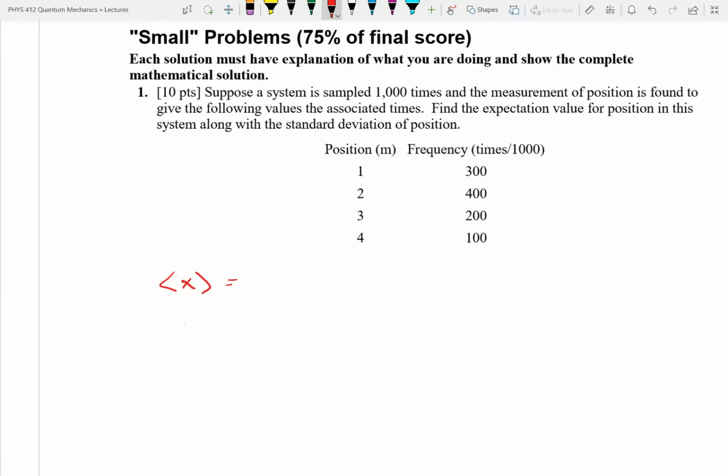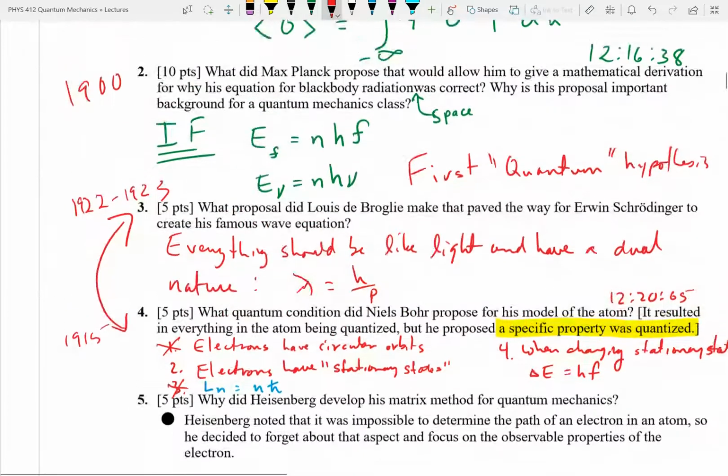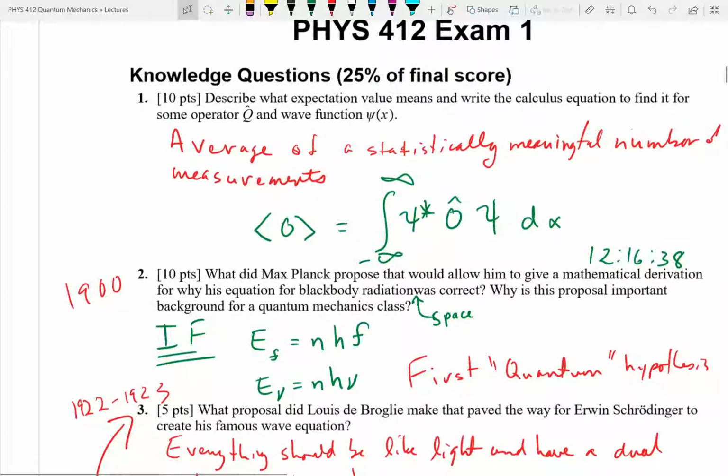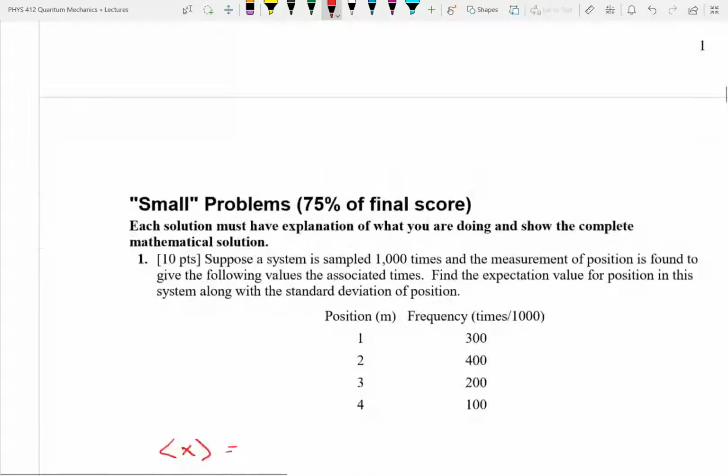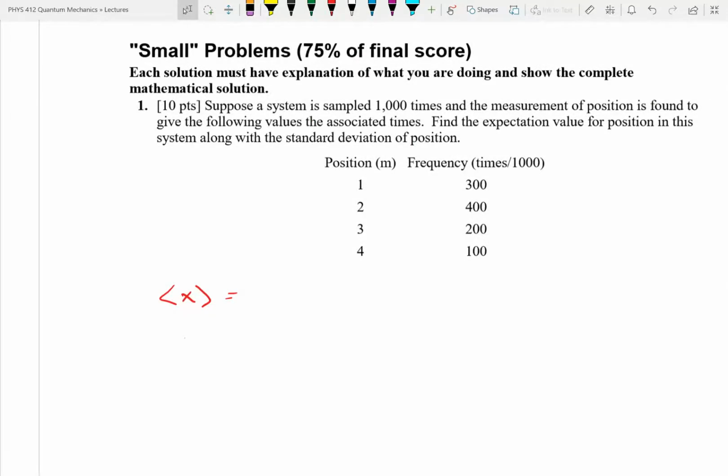How do we calculate the expectation value? Wasn't it position times frequency divided by... Okay, so here was our definition for expectation value. Well, now we're going to be doing something that's more fundamental. I don't have a wave function. I can't do the integral of psi star x psi dx because I don't have a wave function. I don't have a continuous thing.